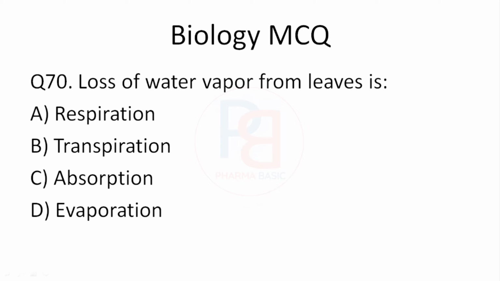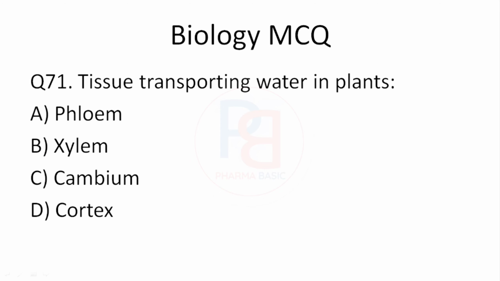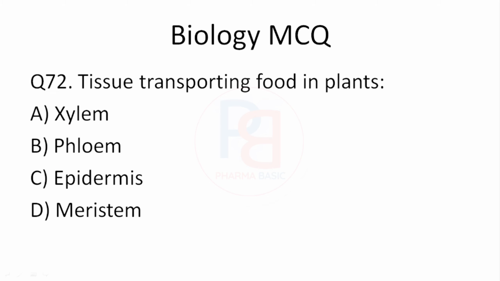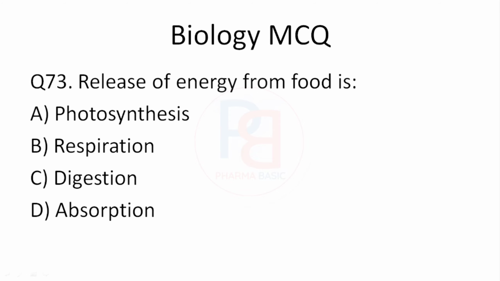Loss of water vapor from the leaves is called transpiration. Option B. Tissue transporting water in plants is called xylem. Xylem transports water. Tissue transporting food in plants: food is transported by phloem. Option B.